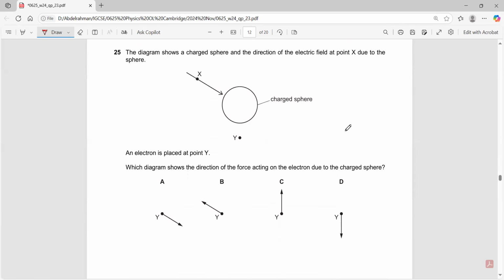The diagram shows a charged sphere and the direction of the electric field at point X. What does this direction mean? If the direction of the field is inwards towards the sphere, this sphere is negatively charged. Why? Because the field lines are going inwards towards the sphere. An electron is placed at Y. Negative and negative, it will be repelled, moving downwards.